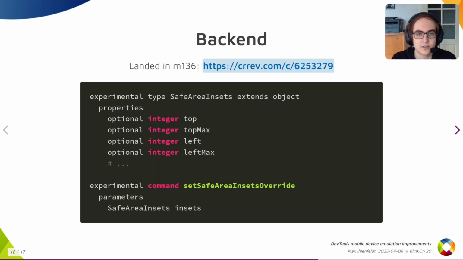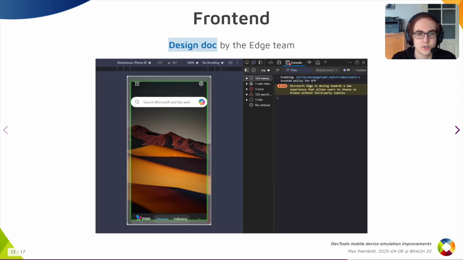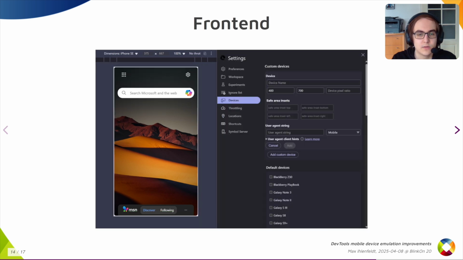And this change is actually twofold. First, again, we have a new protocol command, which lets you override these safe area insets, which has already landed in this part of M136. And then for the front-end changes, we are collaborating with the Edge team, who have written a design doc, which is still open to suggestions, by the way. So if you have any feedback, please do leave it in the design doc. And this is the current mockup for showing you the safe area insets for a predefined device, but it's also possible to add a new device with custom safe area insets.